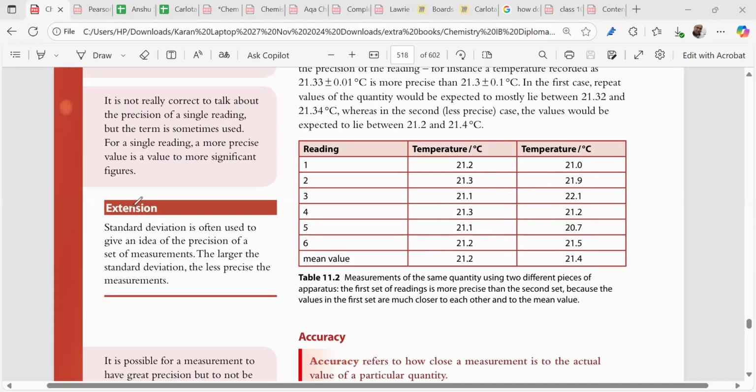Now this is very, very important. If the values are scattered like this, we can use the standard deviation. This is a very important point I'm discussing. You can use the standard deviation to give an idea of the precision of the set of measurements we are taking. Is it clear? Larger the standard deviation, less precise is the measurement. So this is a very important portion we have to master over here.